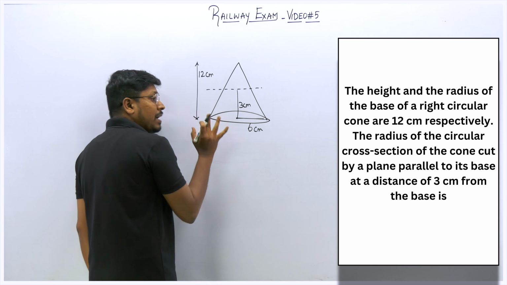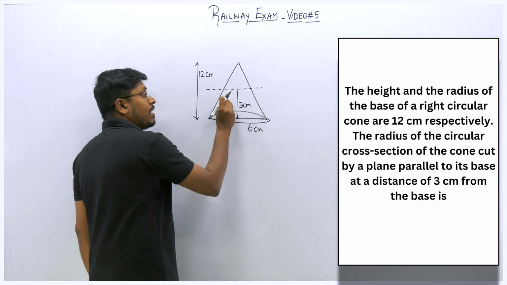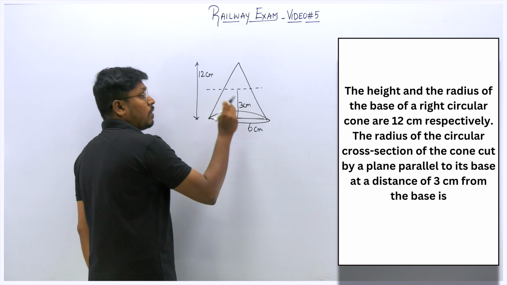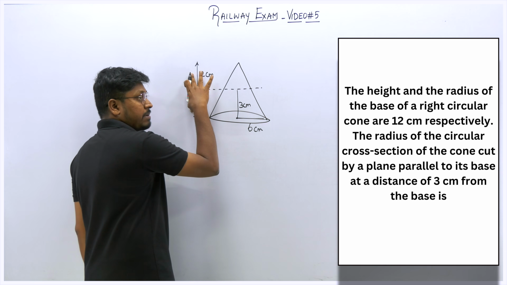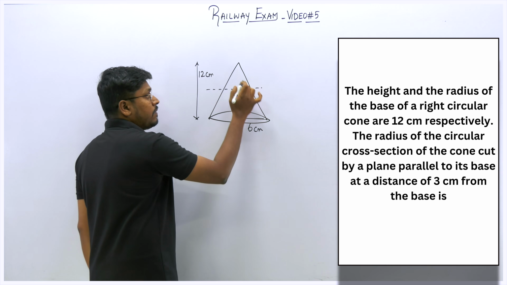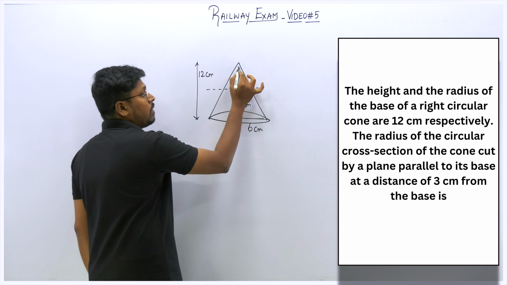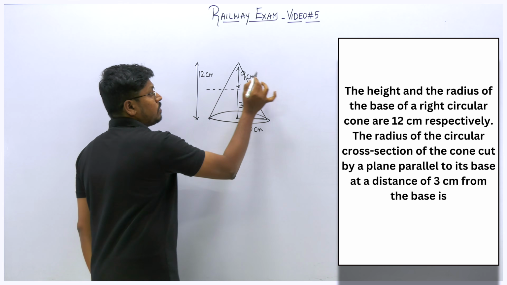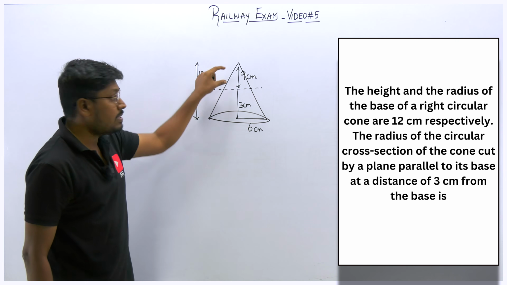So now you have to decide whether they have cut into two equal halves or not. So the total height is 12 centimeter, right? From the base, after 3 centimeter, they cut the cone into two halves. So the remaining height of the cone will be 9 centimeter. Yes or no? Because if this is 3, then this will be 9.